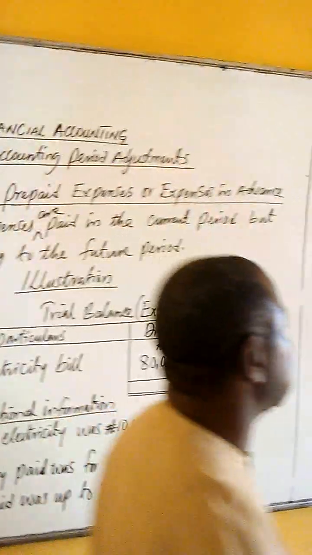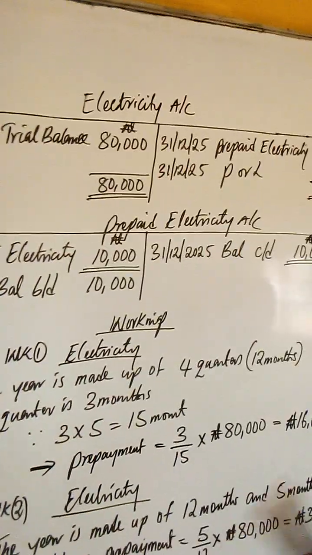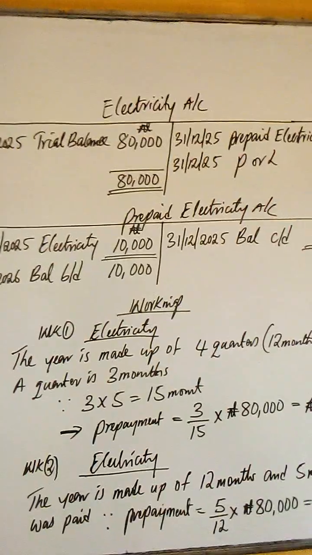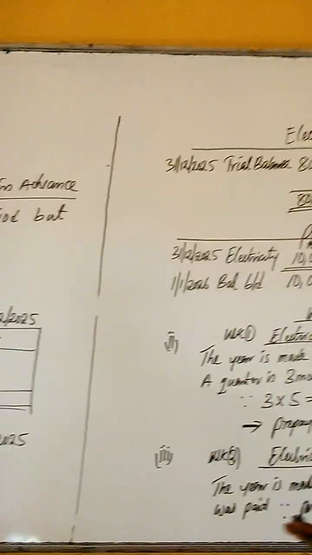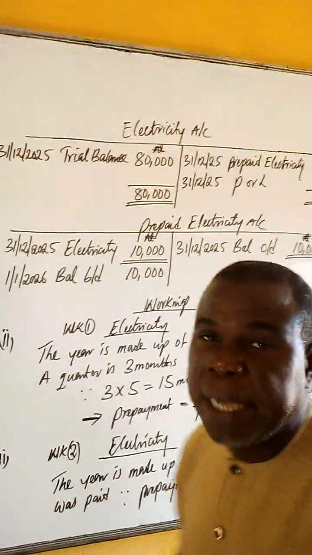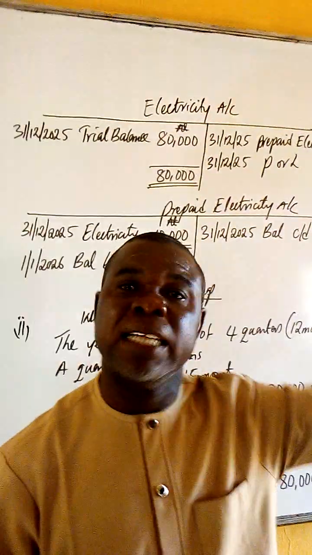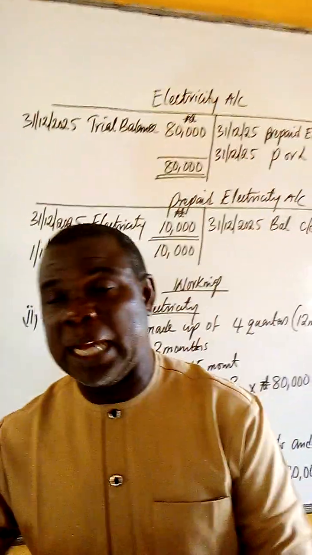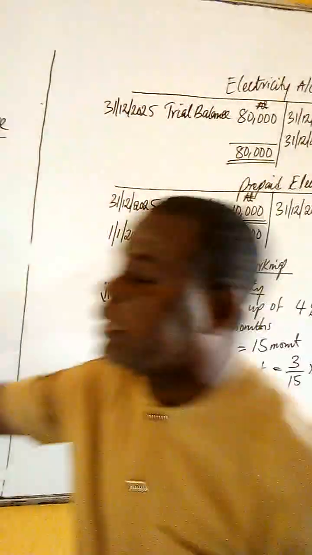Let's quickly look at how we post in the journal first. Let's look at the first one. The first one is straightforward. All we know is that prepaid electricity was 10,000. In this case, all prepayments are deducted. All prepayments of the current year as against the next year are deducted.